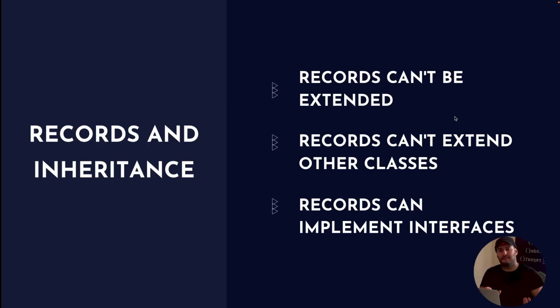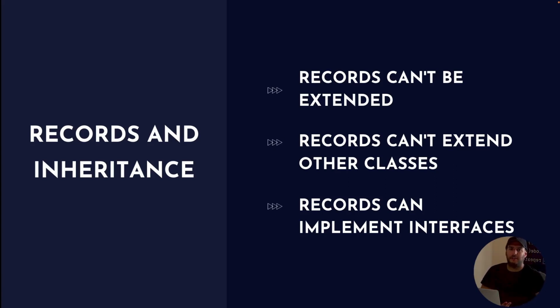What about inheritance? Okay, records cannot be extended. So you cannot have subclasses of a record class. Also, records can't extend other classes. So records cannot have the extends keyword, and you cannot create a record as a subclass. And finally, records can implement interfaces. So there is some sort of polymorphism that you can have with records.